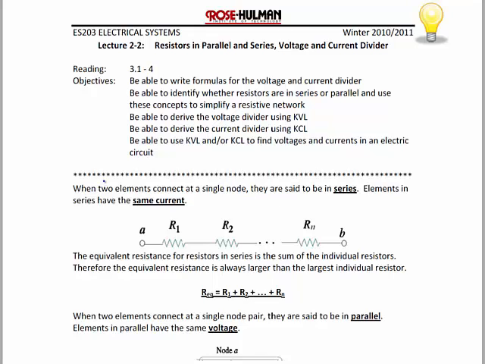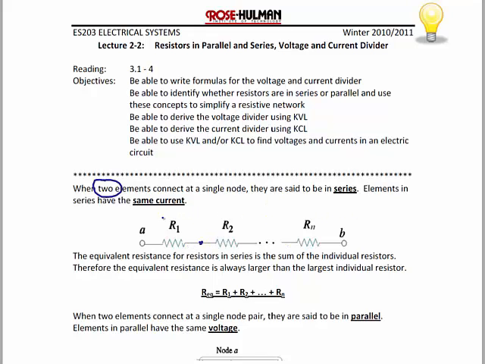When two elements are connected at a single node pair, they are said to be in series. A common mistake students make is assuming that any number of elements that meet are in series. No, only when exactly two elements meet at the node, such as here, R1 and R2 are in series. Only because there's only two.